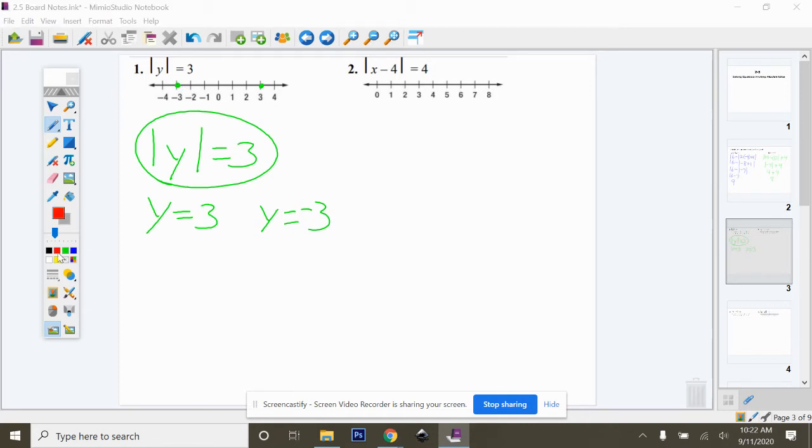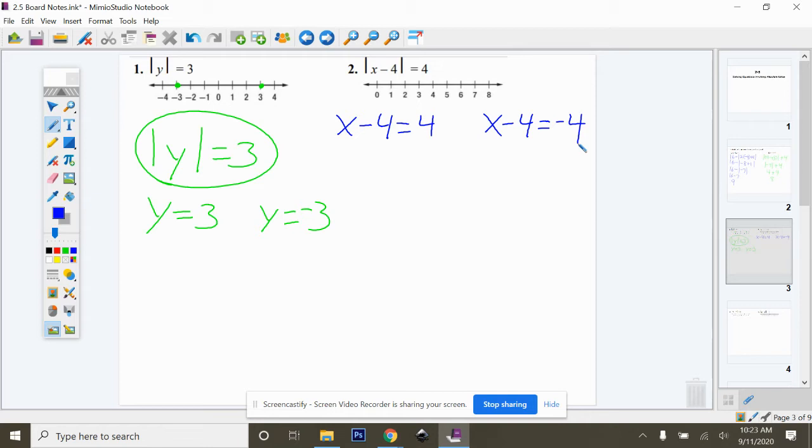All right, let's take a look at number 2. Same thing. I'm going to rewrite this. Absolute value of x minus 4 equals 4. We're going to rewrite it as 2 separate problems. For the first one, I get rid of the absolute value sign and keep it exactly the same. For the second one, I get rid of the absolute value sign, but this time I make the answer negative. Change the sign on it.